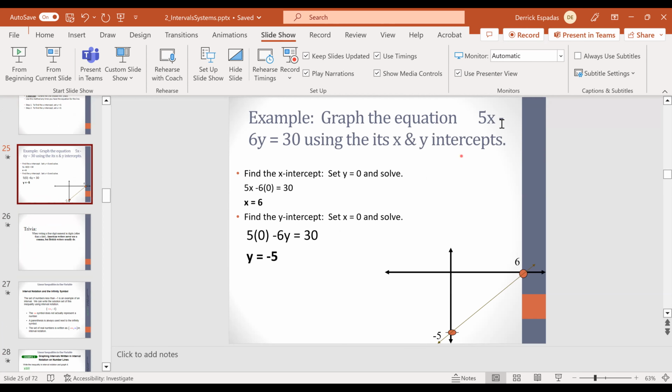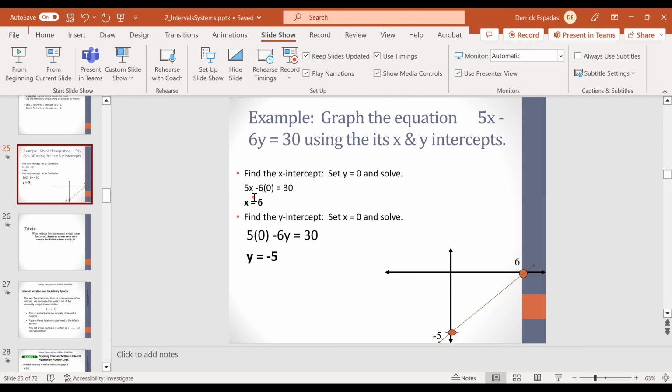So in this example, we have an equation of 5x minus 6y equals 30. So to find an x-intercept, we set y to 0. So 5x minus 6 times 0 equals 30. So negative 6 times 0 is 0. And then we're going to use our algebraic skills. We're left with 5x equals 30. We're going to use our algebraic skills to isolate the x.